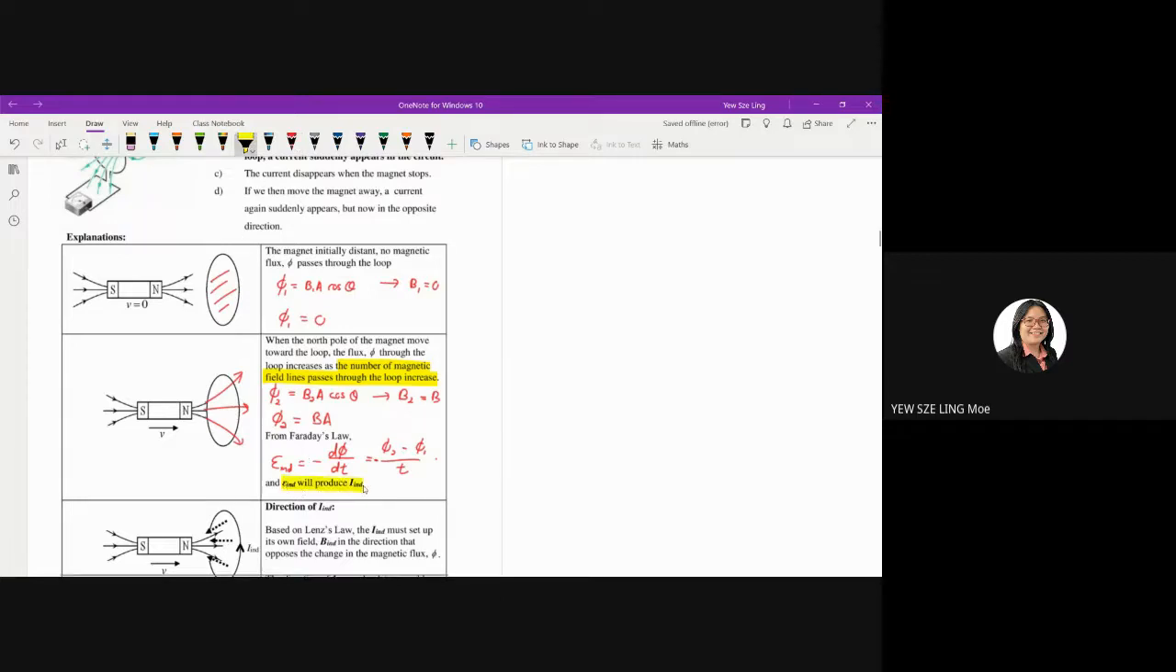Okay, there's a change in flux, therefore induced EMF is being generated, is being produced, and since you have induced EMF, therefore induced current will be generated as well, will be produced. All right, so the process is like this: you change the B, and that leads to the change in magnetic flux.